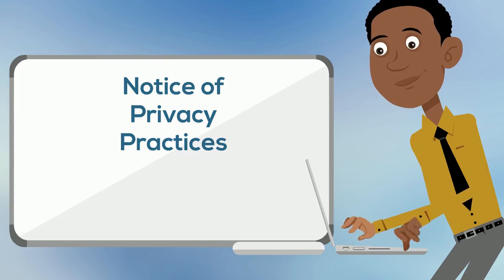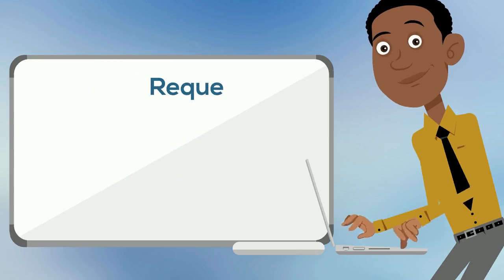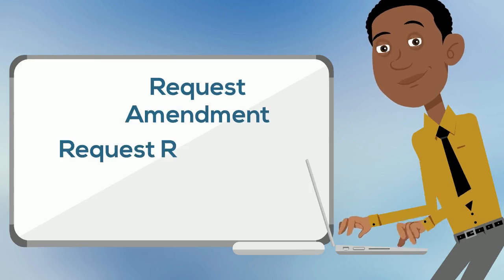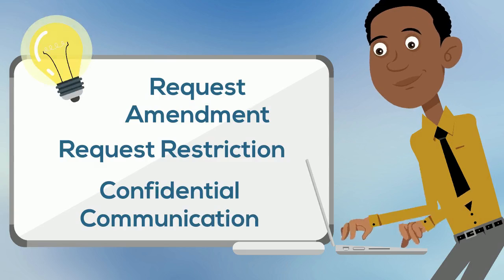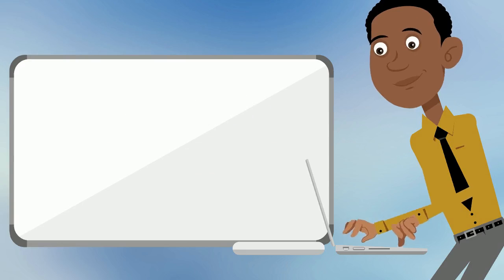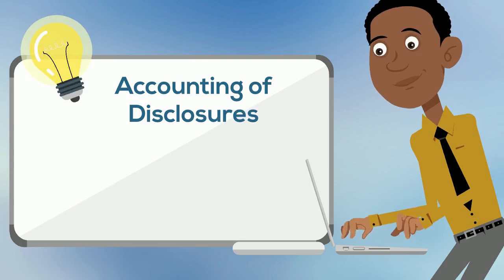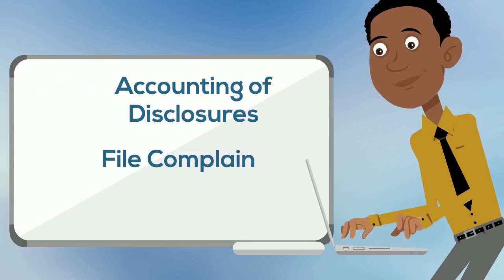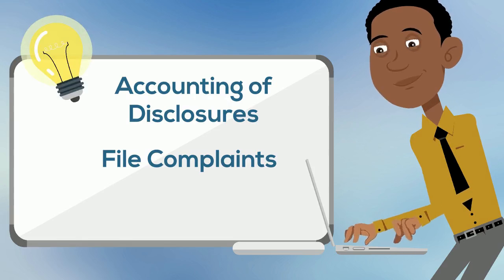In addition to the notice requirement, the rule permits individuals to gain access to, request amendment of, request restrictions on, and request confidential communication of certain records related to their health care. Individuals are also given the right to request and receive a written accounting of disclosures of when and why their PHI was disclosed without their authorization, except under limited circumstances. Lastly, individuals have the right to file a complaint with the covered entity and with the Secretary of Health and Human Services if they believe a violation of the privacy rule has occurred.